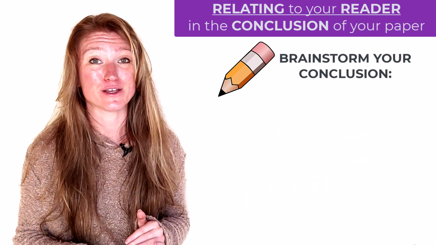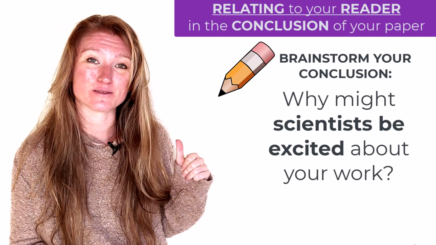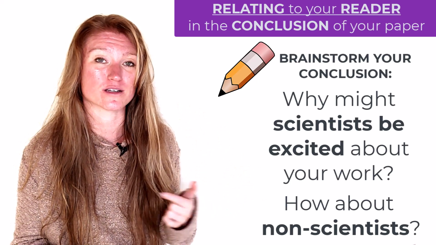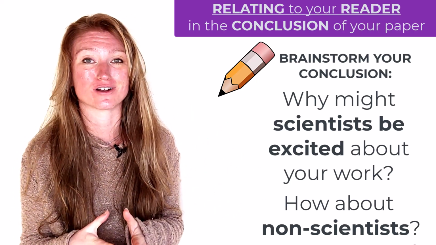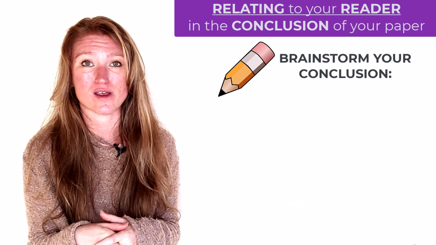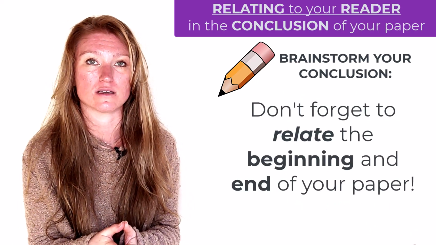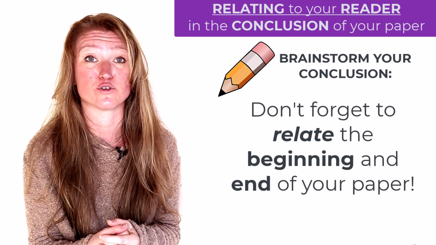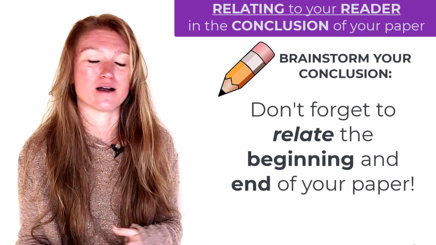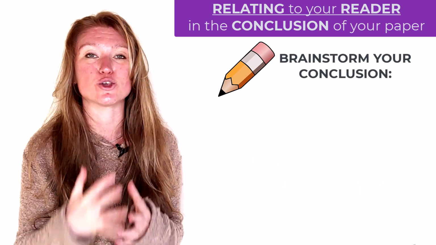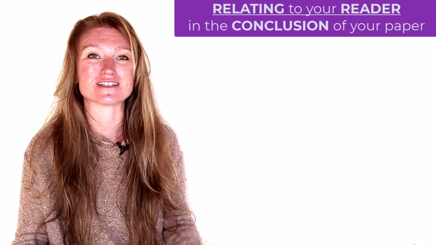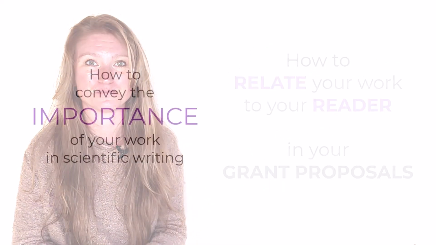And finally, my two favorite questions: why might scientists be excited about this work? And why might non-scientists be excited about this work? If you can answer those two questions in your conclusion, you've already come a long way. Again though, use these as brainstorming, try to relate it back towards the first questions that you asked in the introduction of your paper to bring this full circle. And if you're able to do this, you will have come a huge way towards making your paper accessible to the reader and making sure that the reader is able to understand the importance of your work.